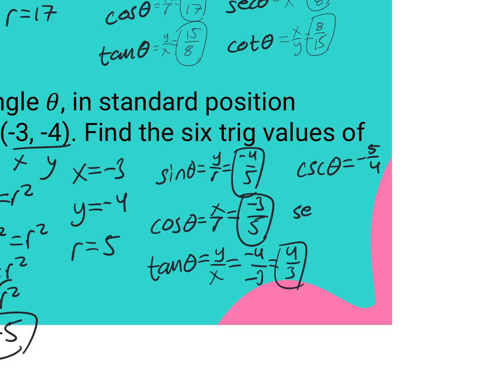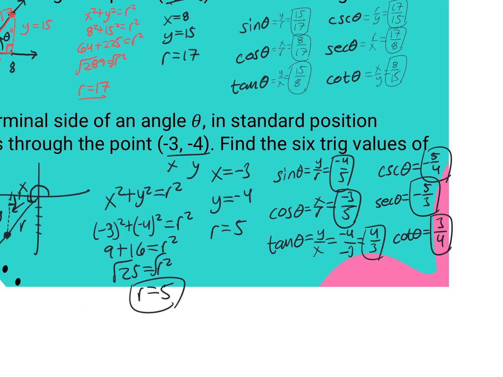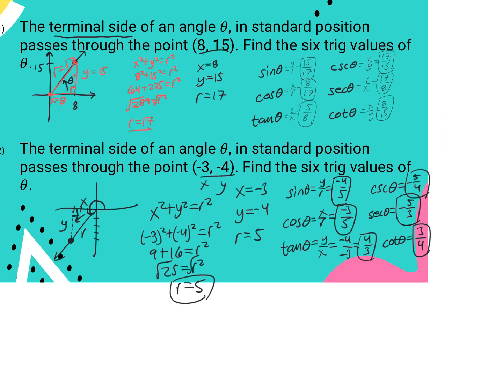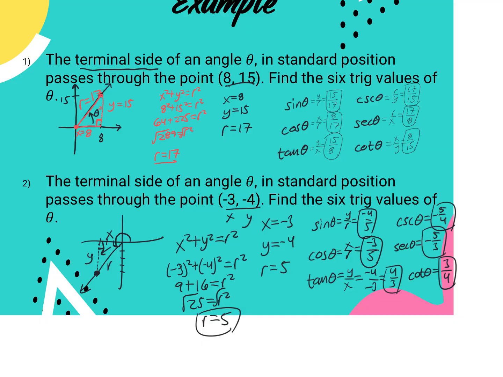Cosine goes to secant. So I know secant has to be the flipped. It's going to be -5 over 3. And then I know cotangent has to be the flipped of tangent. So it's going to be -3 over -4, which is just +3 over 4. And then those are my 6 trig functions of this problem. So that's in general how we do these kinds of problems when they give you a point and you need to find the 6 trig values.